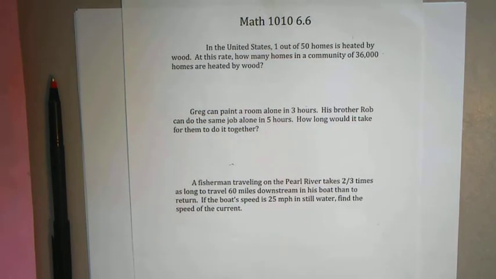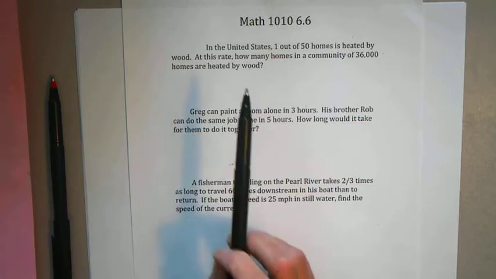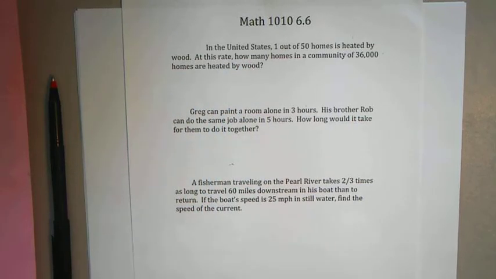Applications of rational equations. We're going to write story problems using fractions and rational equations. The first one starts out pretty basic. It says, in the United States, 1 out of 50 homes is heated by wood. At this rate, how many homes in a community of 36,000 homes are heated by wood? Because it says at this rate, we're going to assume that it's proportional.